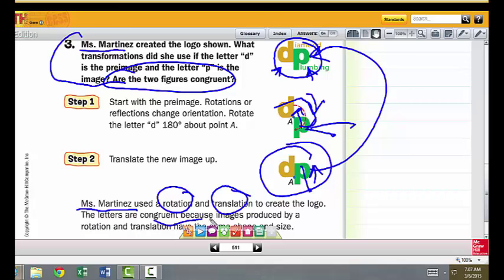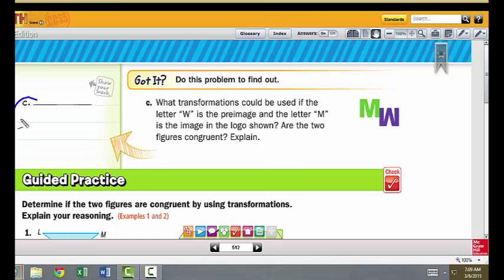The letters are congruent because the images produced by a rotation and a translation have the same size and shape. We didn't change the size or the shape of the letter D in order to make it look like a letter P. That's basically what we're saying. Please press pause and do letter C.